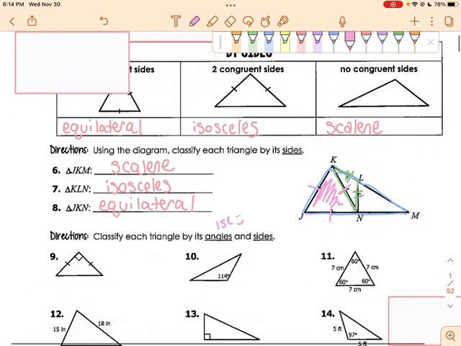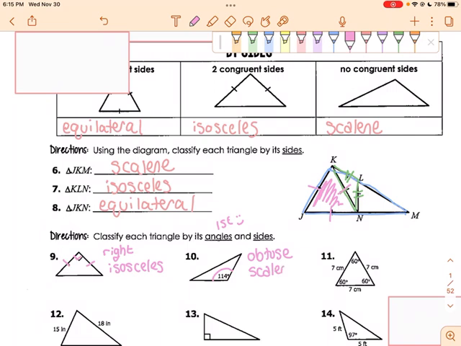So now we're going to classify by the angles and sides. You're always going to classify by the angles first. So the first one is definitely a right triangle because we have this 90 here. And we have 2 sides the same, so we call it isosceles. The next one, we have a bigger than 90, so that's obtuse. We don't know anything about the sides here, so this one we have to say scalene.